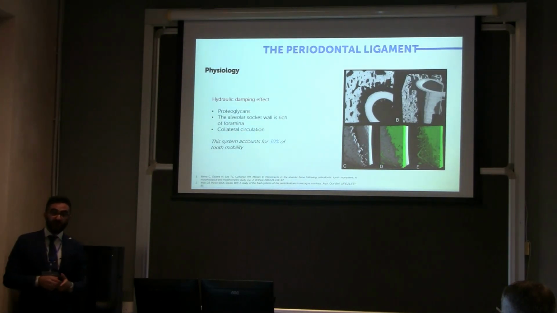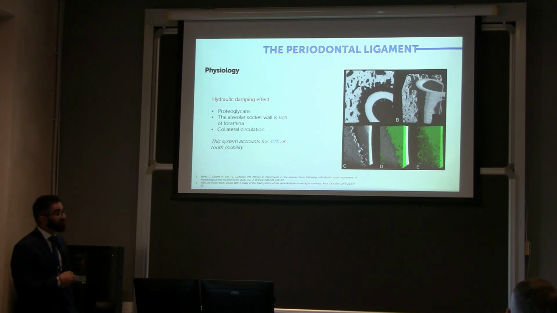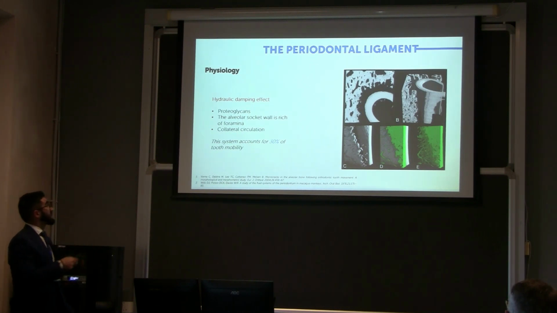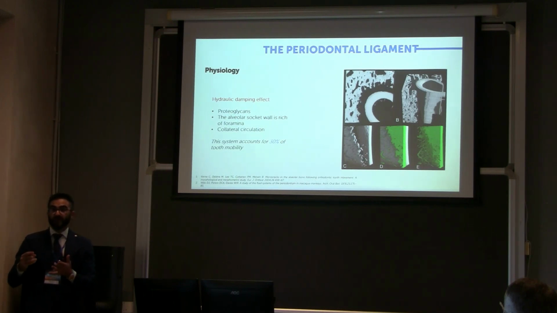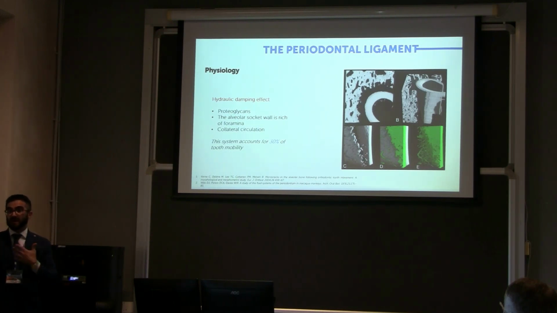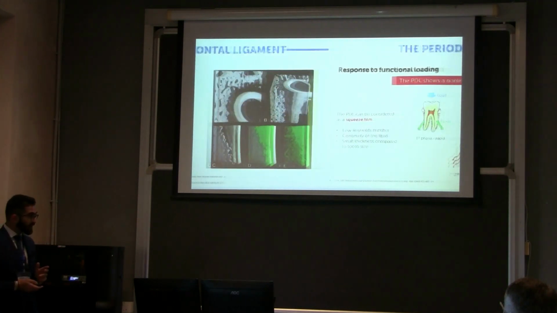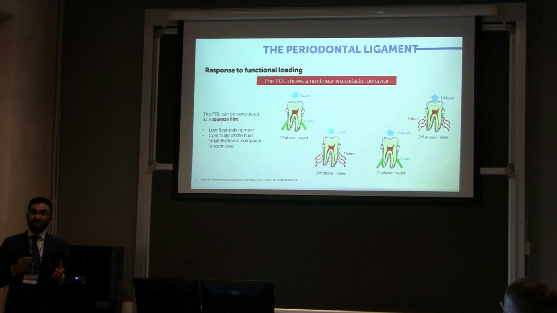And last but not least, we have a lot of fluids inside the PDL, not only because of the presence of the blood vessels, but also because we have a fluid component that is bound to the proteoglycans and the extracellular matrix. Moreover, since we have a rich collateral circulation and the wall of the alveolar socket is very rich with foramina, those liquids can go in and out from the PDL. And so we can have a hydraulic damping effect that is very effective because it accounts for over 30% of tooth mobility overall. This is also one of the reasons why the periodontal ligament shows a nonlinear and viscoelastic behavior.